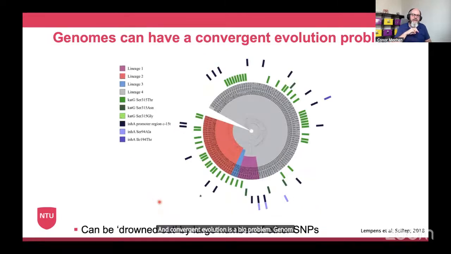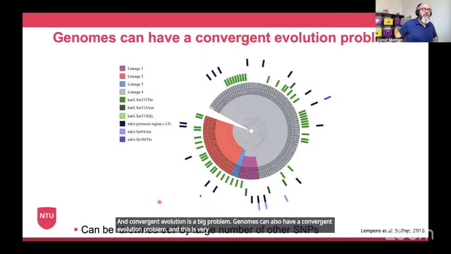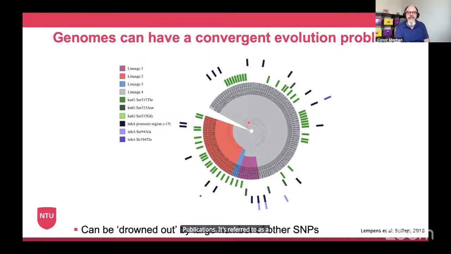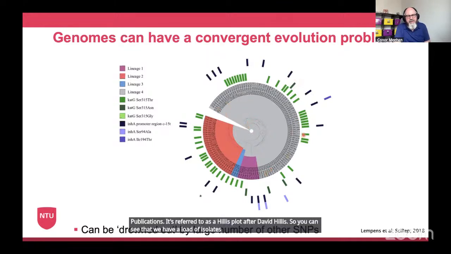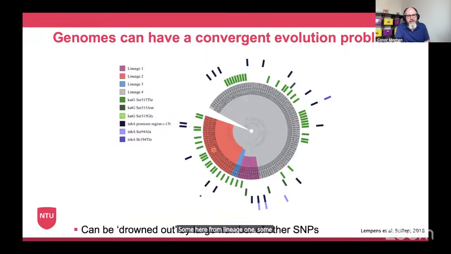Genomes can also have a convergent evolution problem, and a great example of this is drug resistance. So here we have a phylogenetic tree. It's exactly the same as the phylogenetic trees that we had before, but it's been curled back on itself just to save space on the page. Good for large trees when you're putting them into publications. It's referred to as a Hillis plot after David Hillis. So you can see that we have a load of isolates here that are related to each other within lineage 4, some here from lineage 1, some from lineage 3, and some from lineage 2.